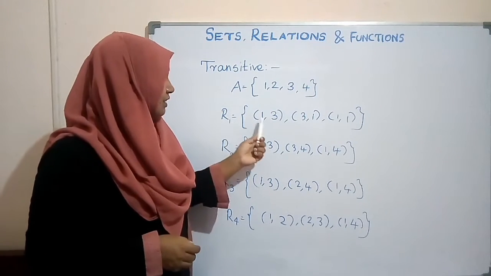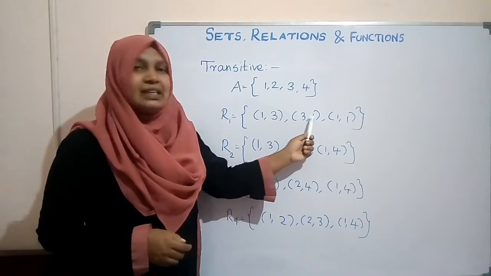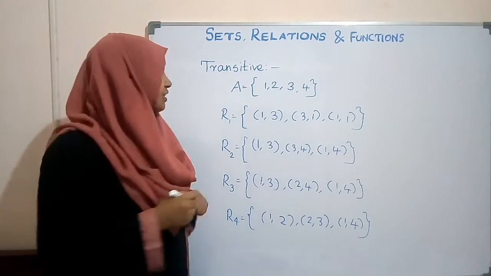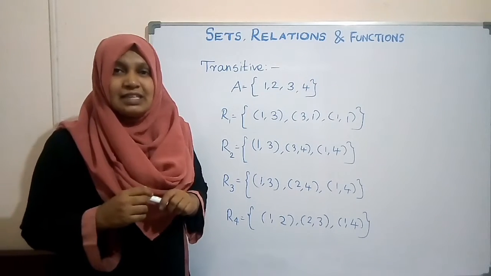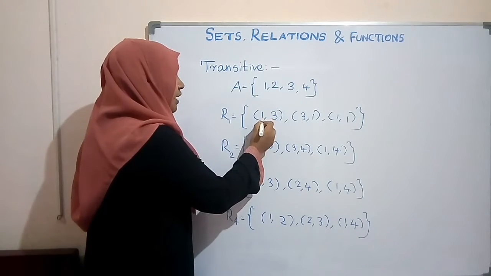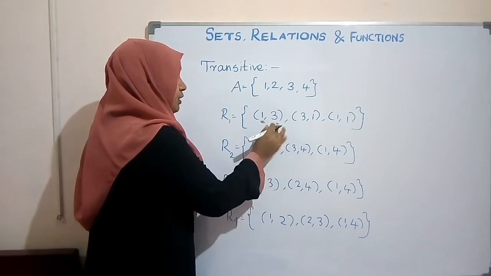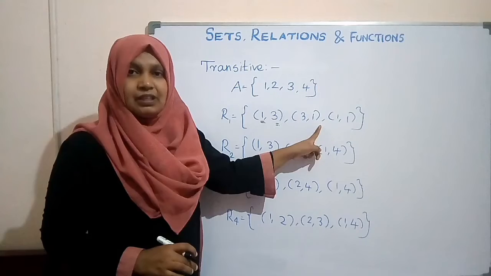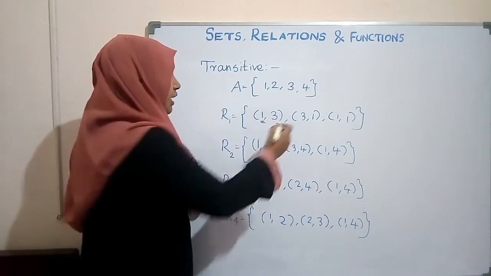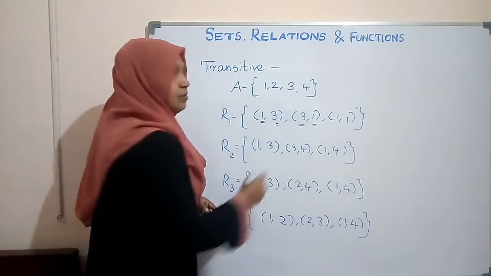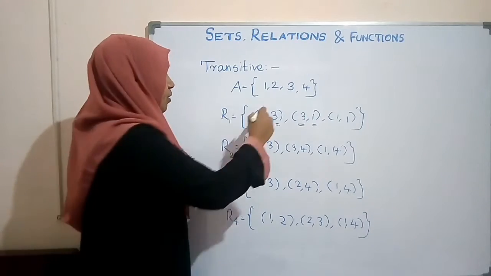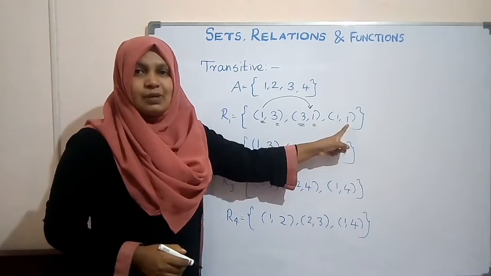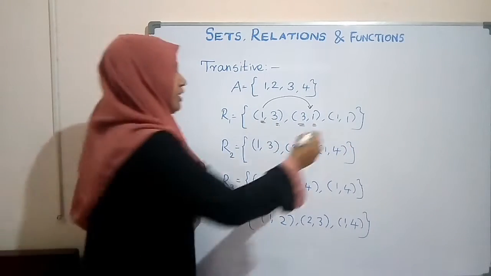So here I have written some elements: (1, 3), (3, 1) and (1, 1), and we are checking the transitive relation. What do we learn for transitive? We have (1, 3), which ends with 3, and another element starts with 3. So (1, 3) is there and (3, 1) is also there. Then compulsorily we need (1, 1). Then only it is transitive. Yes, we have (1, 1). So it is a transitive relation.